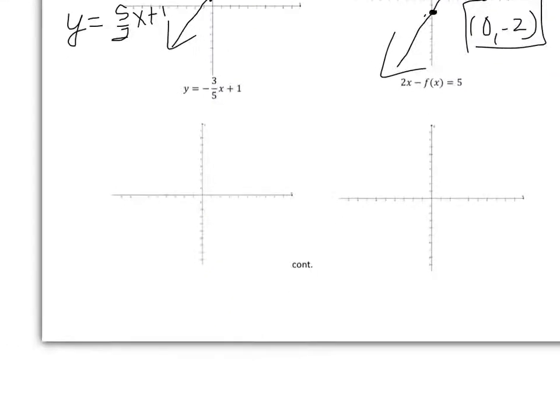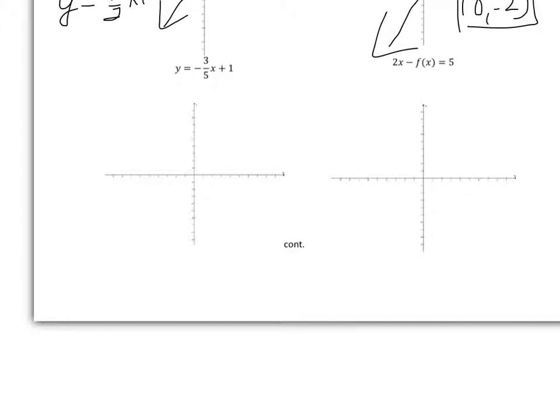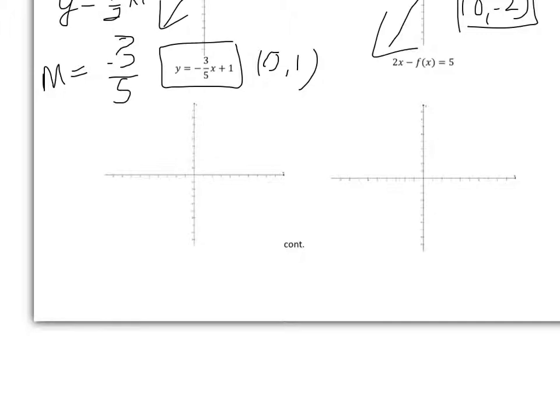So looking at this next one right here, we have it in that y equals -3/5 x plus 1. It's in that slope-intercept form. So we know that the y-intercept is 0, 1. That's good. We know the slope m equals -3/5. So we can plot our point, 0, 1. Label that, 0, 1. And then we can find another point.